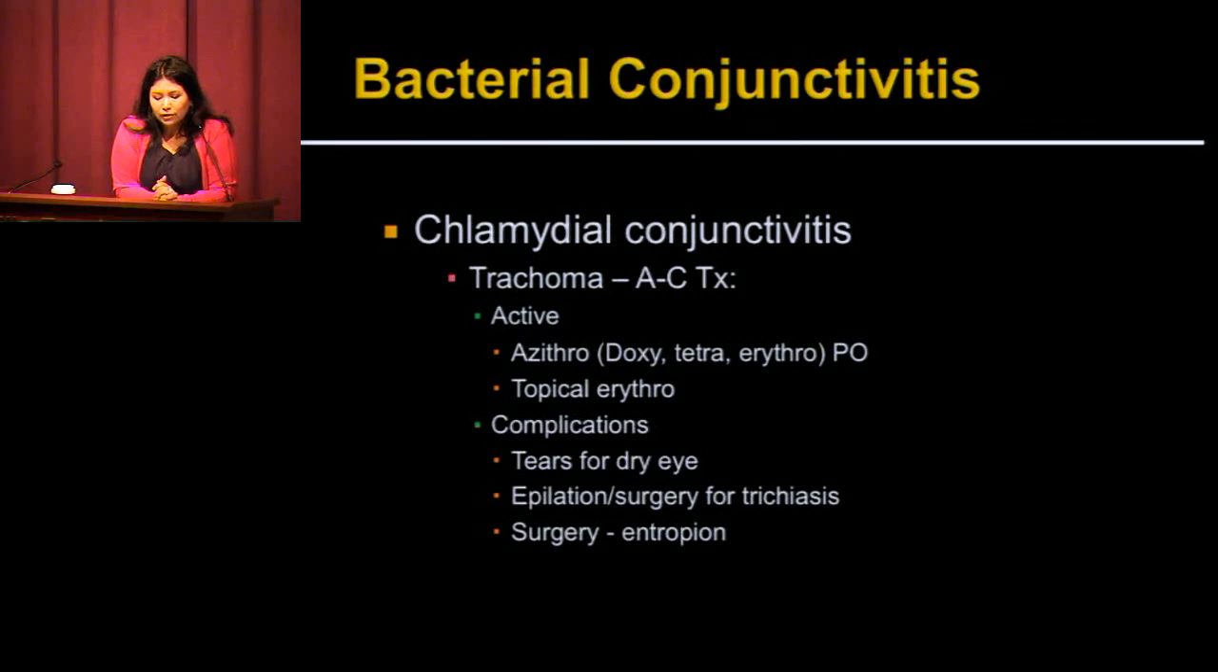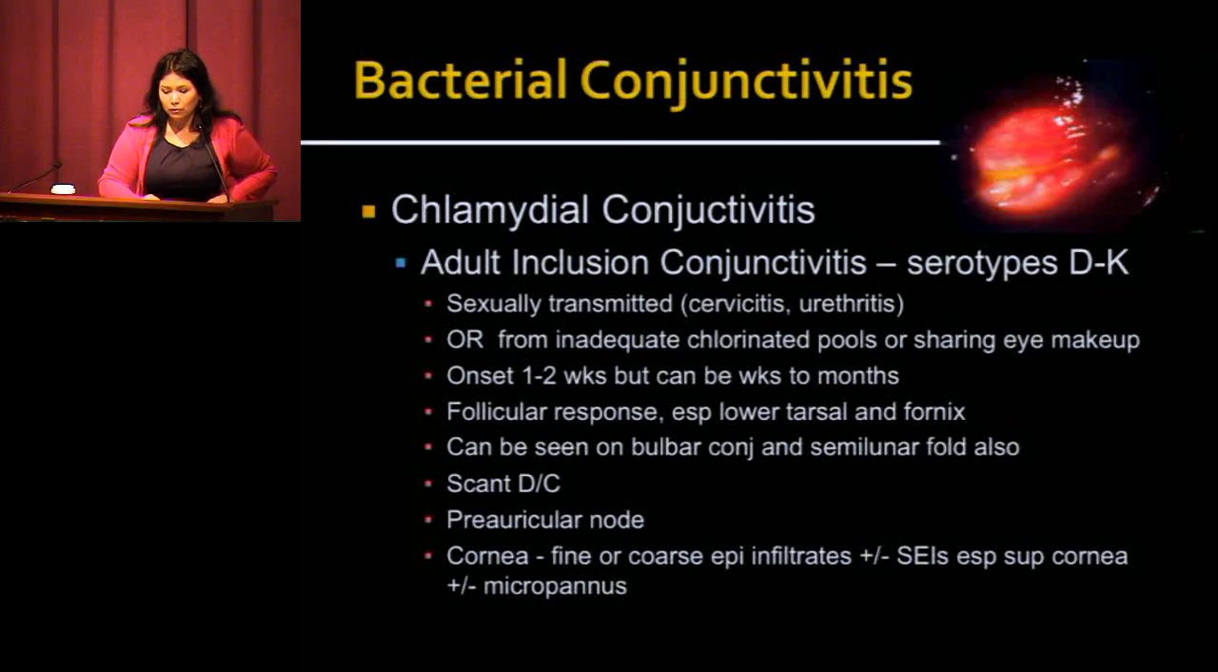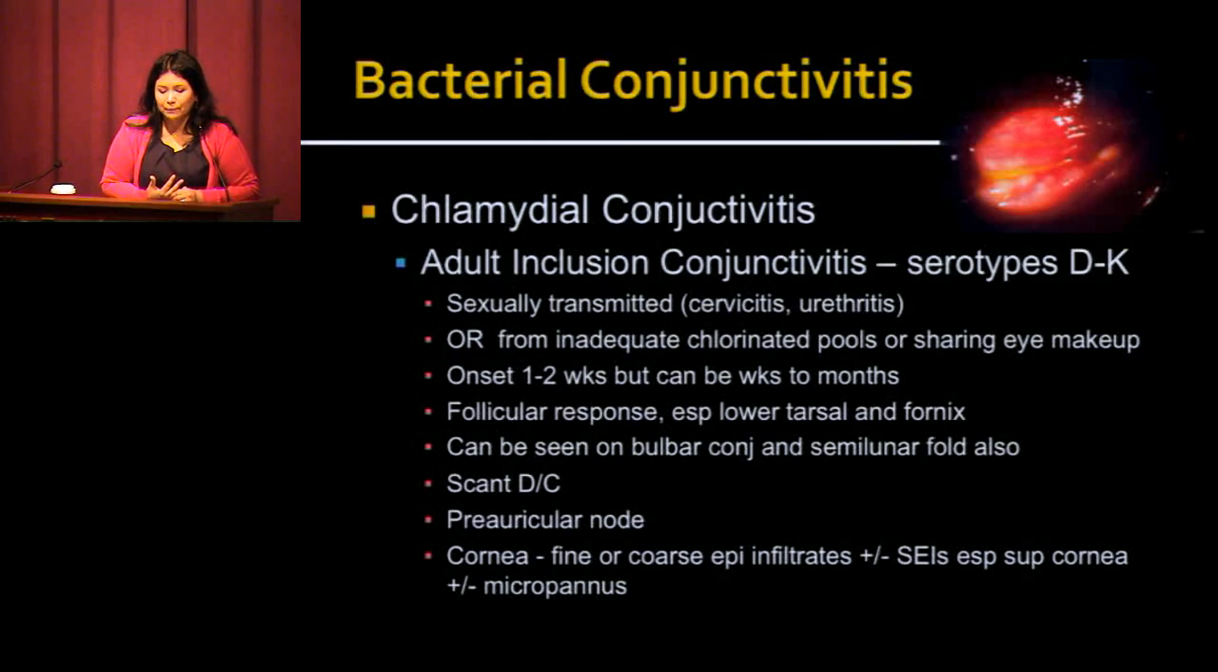And then you have the treatment options. If it's active, you want to treat them with azithromycin PO and topical erythromycin. If you want to treat the complications, like we said, epilation and surgery for entropion. Moving on to adult inclusion conjunctivitis, which is serotypes D through K.